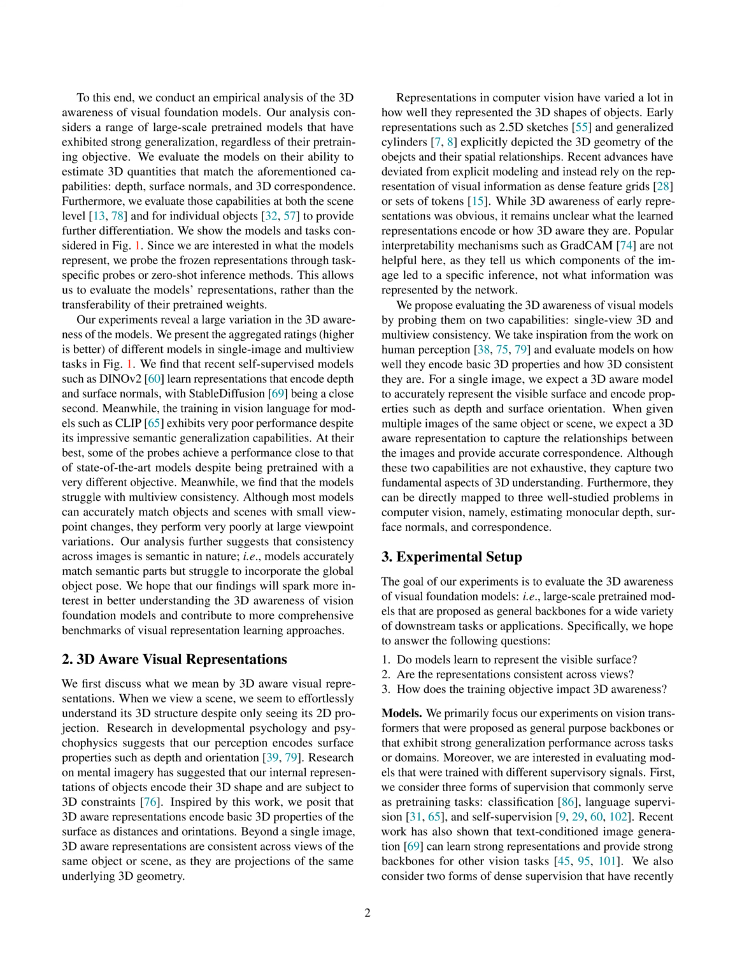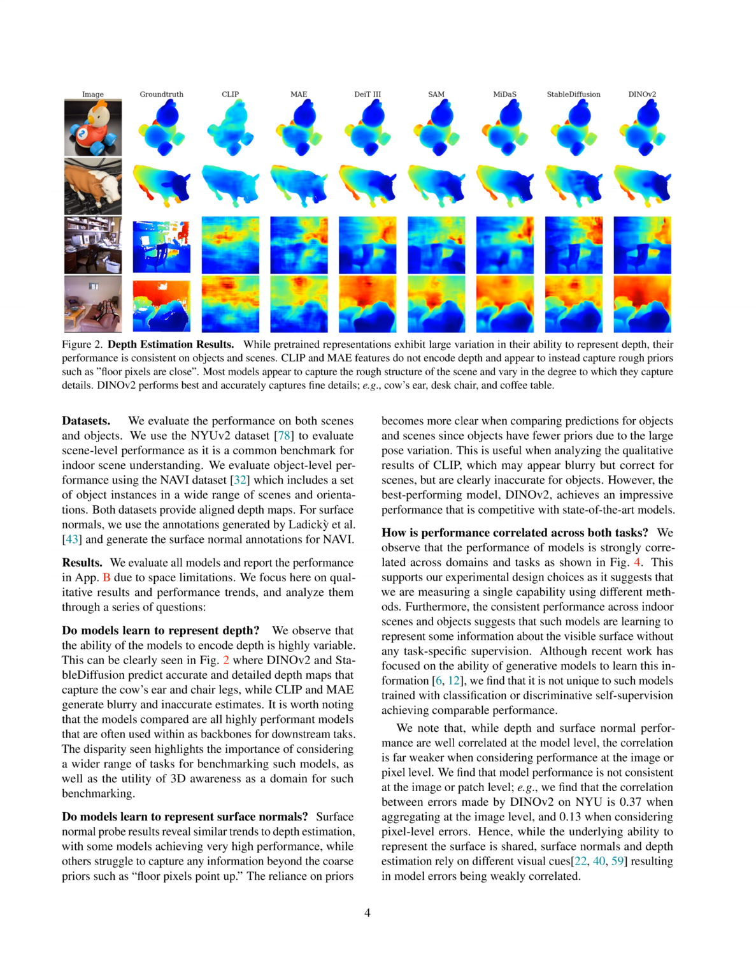The frozen representations of the models are probed using task-specific probes or zero-shot inference methods to evaluate the model's representations without fine-tuning. The experiments reveal a wide variation in the 3D awareness of the models, with some models like DINOv2 and Stable Diffusion performing well in encoding depth and surface normals, while others like CLIP show poor performance.